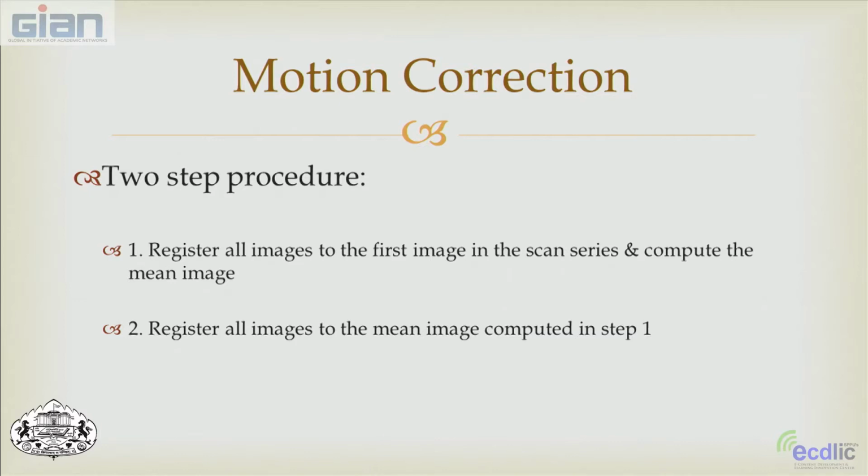For our motion correction in SPM, we do a two-step procedure. First, we register all images to the first image in the scan series. What registration means is that we take every image in our time series, and remember we have an image. By an image, I'm talking about both the X, Y, and Z. So our image is actually a three-dimensional stack of slices in the head.